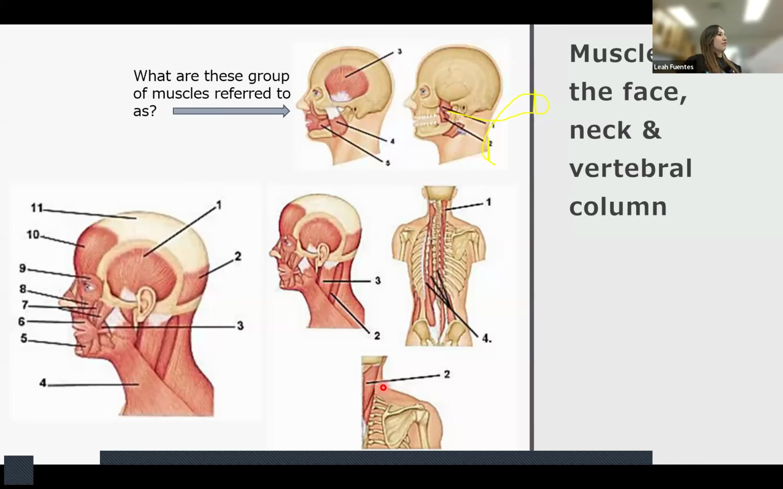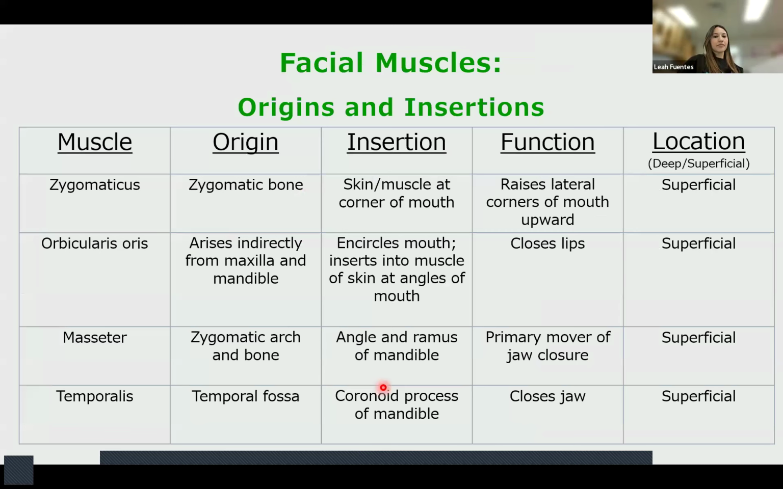So again, it kind of depends on the view or the image that you get to identify the muscles. Okay, and then don't forget that you also need to know the origins and insertions. So I just have a few here. We have our zygomaticus muscle, originates at the zygomatic bone. If it originates from somewhere, is that the more movable or less movable bone? Less movable, good. Insertion, skin/muscle at corner of mouth.